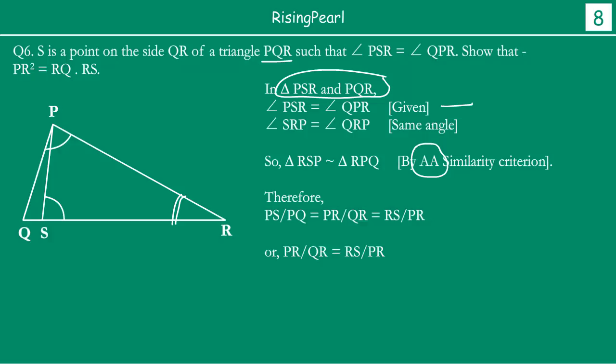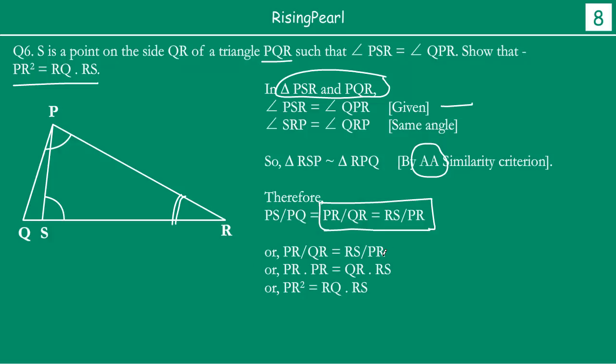Now that we have this ratio, if you look at the question, I need to find PR square. So if I take these two ratios, I have PR and I have RQ and RS. So PR by QR is equal to RS by PR.